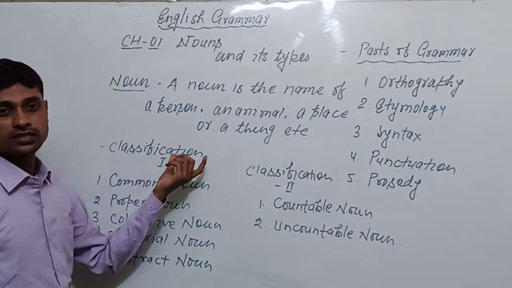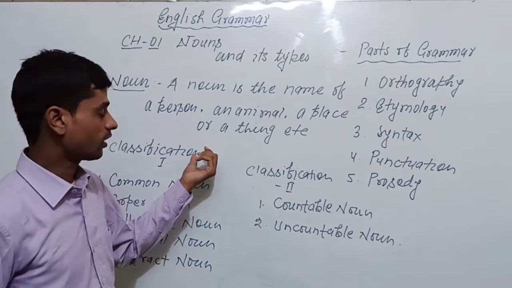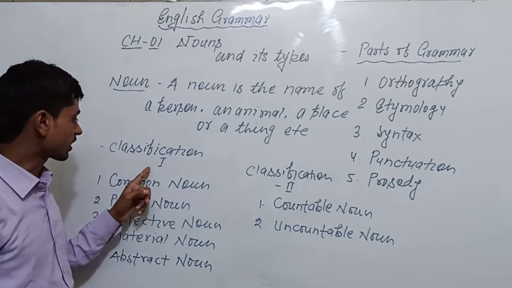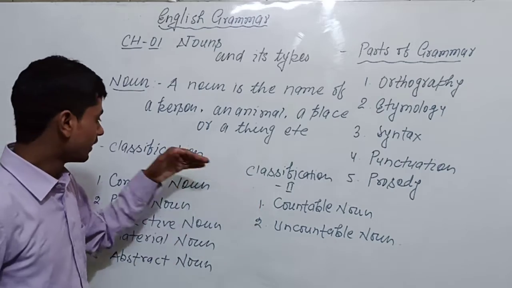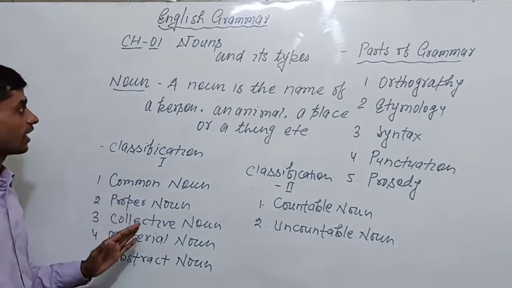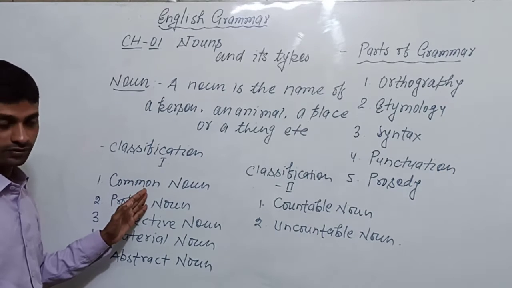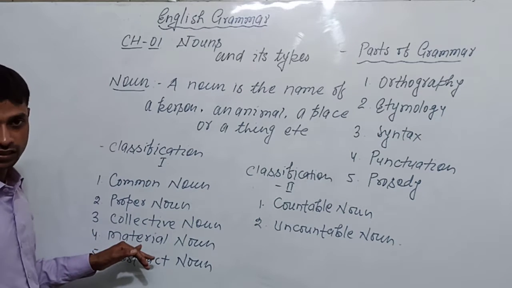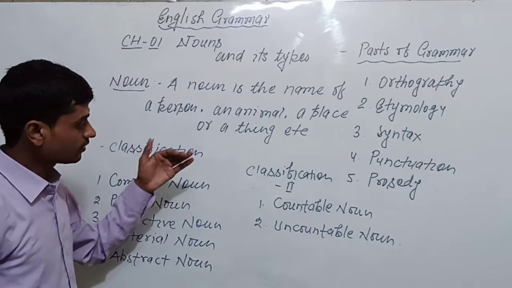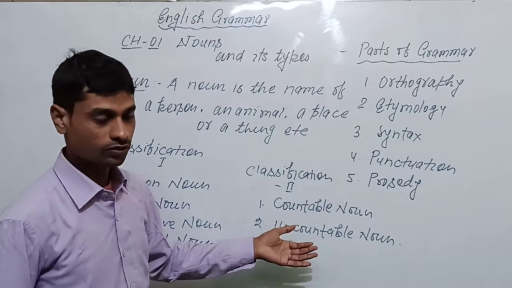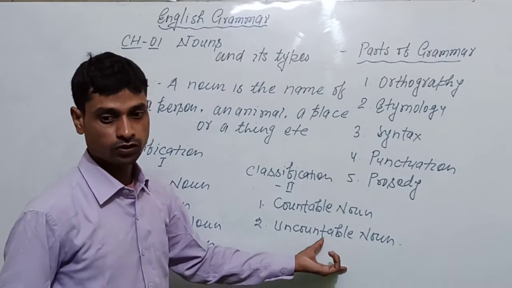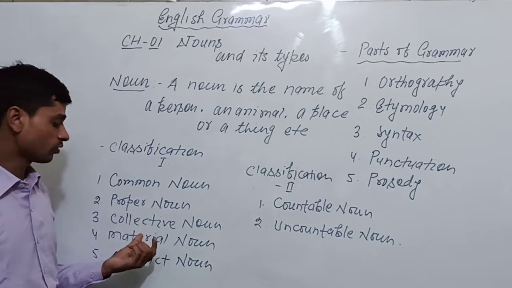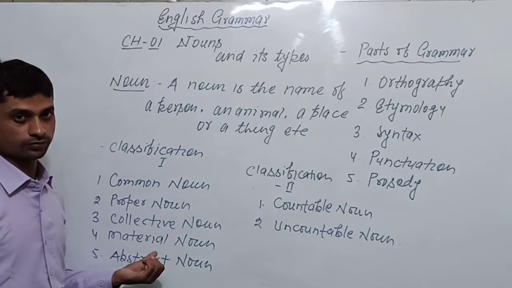Now on the basis of classification, there are 2 classifications of nouns. In the first classification there are 5 kinds of noun. First is common noun, second is proper noun, third is collective noun, fourth is material noun, and fifth is abstract noun. In the second classification there are 2 types of noun, countable noun and uncountable noun. So one by one we will know what is common noun, proper noun, collective noun, material noun, and the rest.